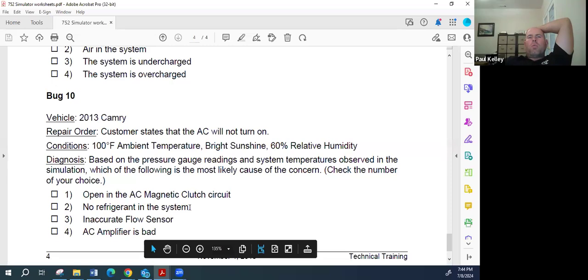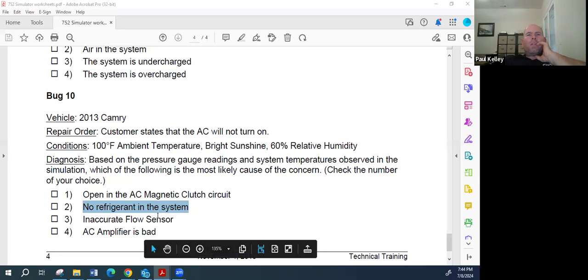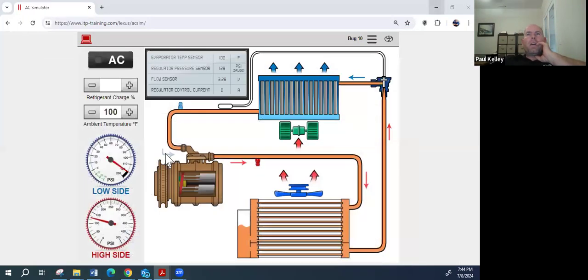What do you think about number 2? Can we eliminate number 2? Anybody think they know? Yeah, definitely. If there's no refrigerant in the system, you're gonna have like a 0 static pressure. All right, cool. So that one's out. So open a mag clutch, inaccurate flow sensor, AC amplifier is bad.